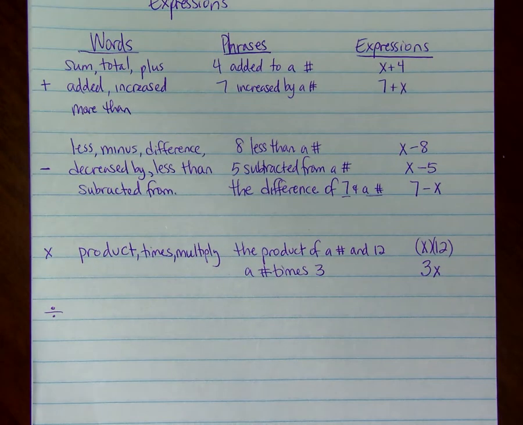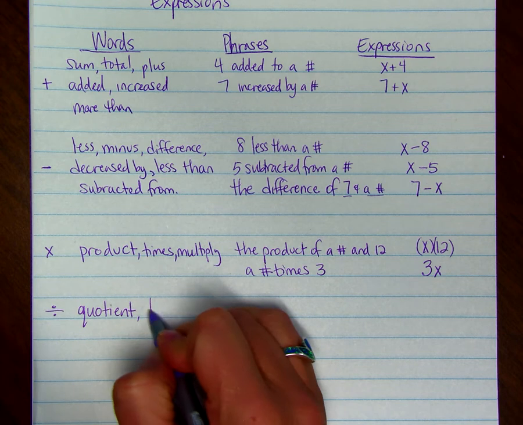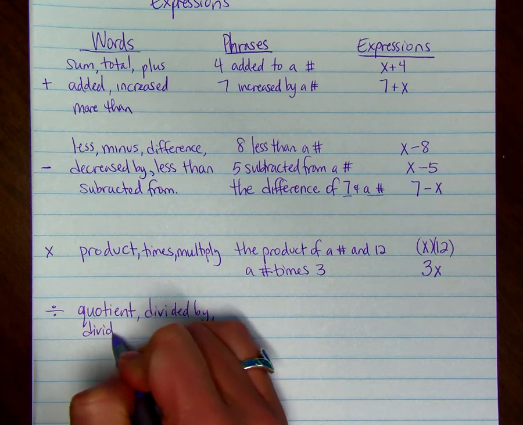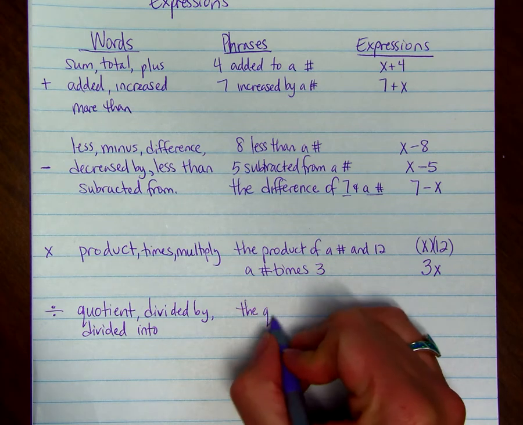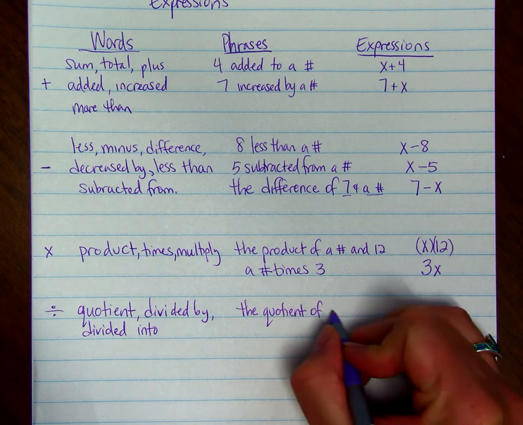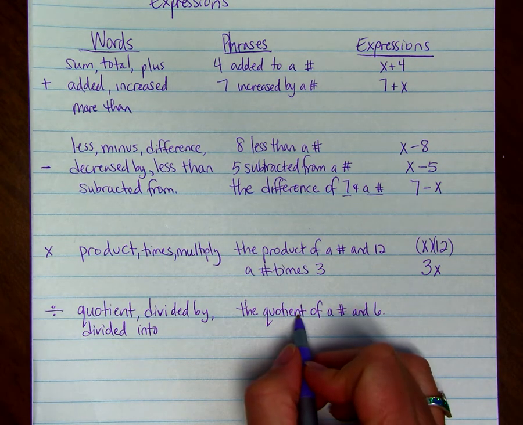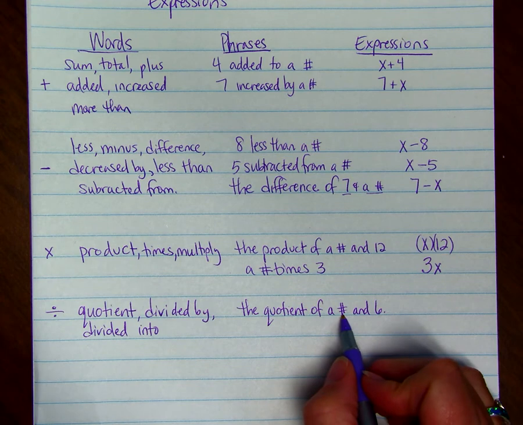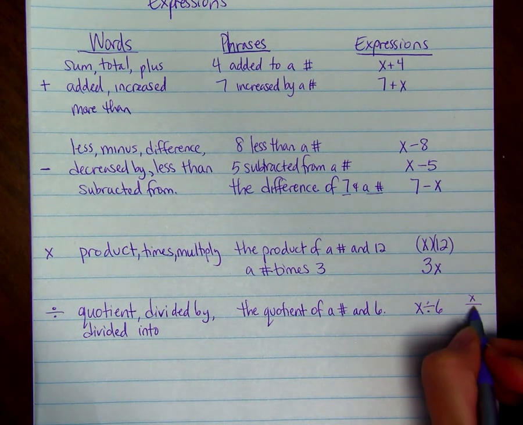For division, some of the words we might see are quotient, that's the answer to a division problem, divided by, and divided into. So if we have the quotient of a number and 6, whenever we see quotient or difference, it's the same thing. The number goes first if it's said first. So the quotient of a number and 6 means we are taking the number and dividing by 6, which we could write as a fraction also.